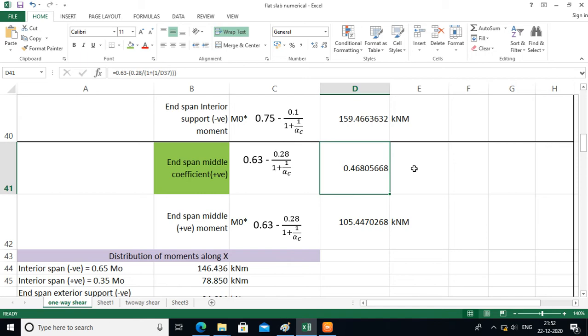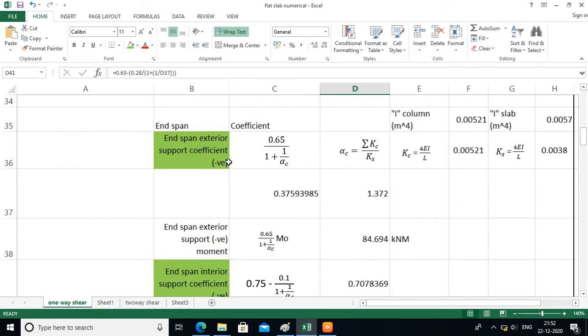Okay, and if we multiply this coefficient to the value of M0, we'll get the moment at that particular position. So see here, if we want the moment at the end span exterior support, we need to multiply this coefficient to M0. So this coefficient into M0 gives us the value of moment. That value is 84.694 kilonewton meter. So this is the negative moment at end span exterior support.